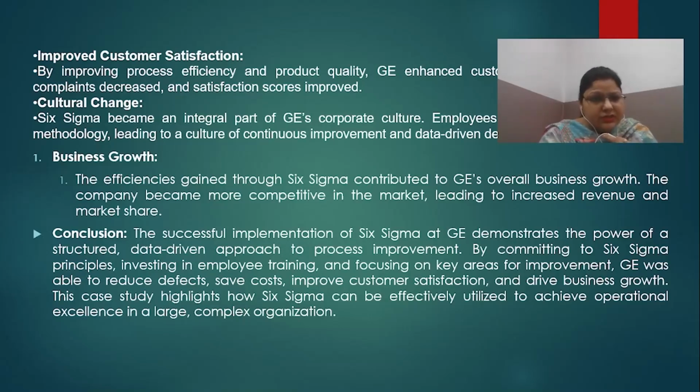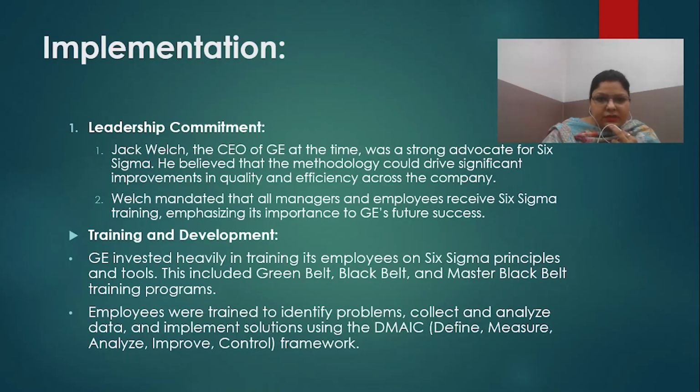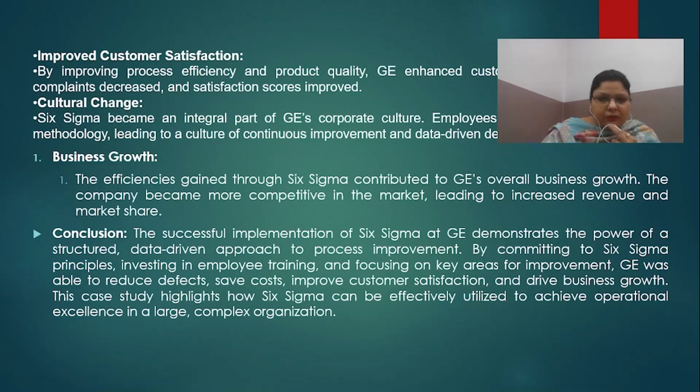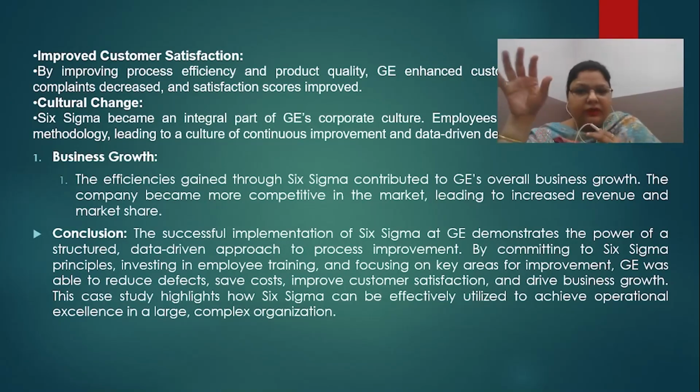Next is cultural changes. Six Sigma became an integral part of General Electric's corporate culture. Employees at all levels adopted the methodology, leading to a culture of continuous improvement and data driven decision making. Here the company reached some cultural changes, and the barriers that came up in the overall implementation were removed, and the continuous improvement culture will work.